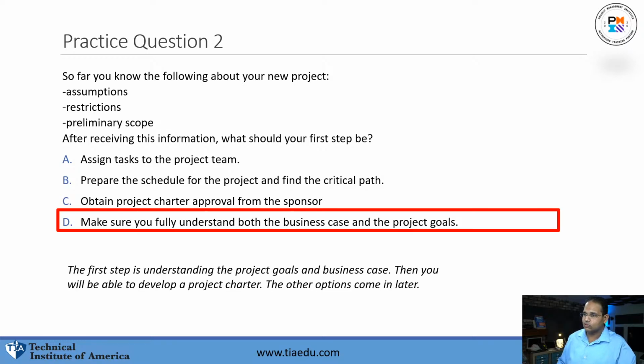Okay, all right, so a lot of you guys did not get tricked. I thought a lot of you guys were going to get tricked with this one. Because you have the assumptions, you have the restrictions and a preliminary scope, it seems like the next thing you're going to do is to make the project charter. Okay, a lot of you guys did not get caught. Some of you guys did select C.